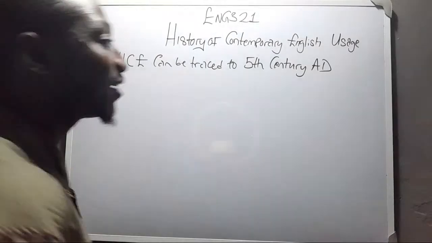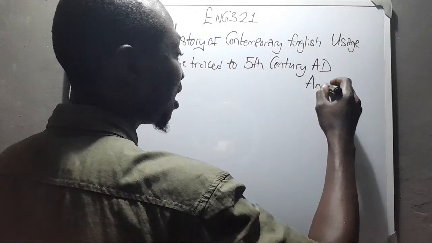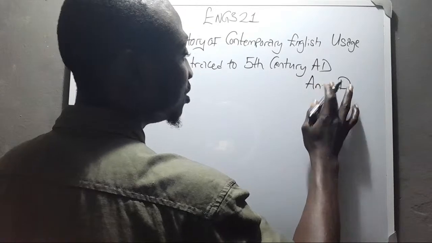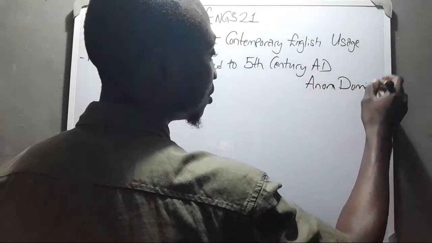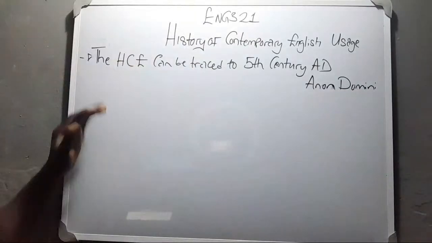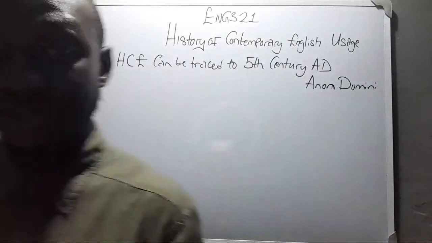Now, I asked about AD, which is said to be unknown dominee. Unknown dominee. That's the meaning of AD. Okay. Now, I have read something from the material.